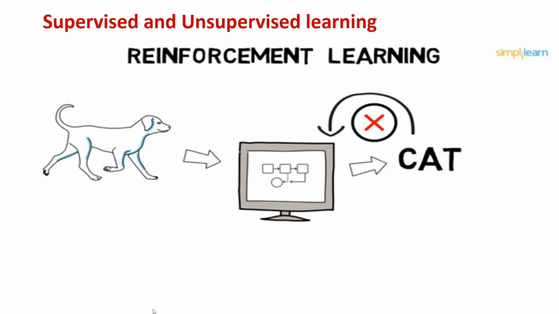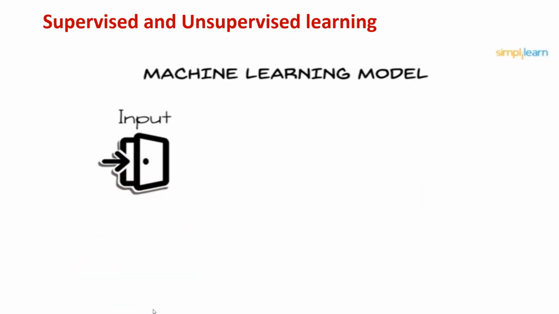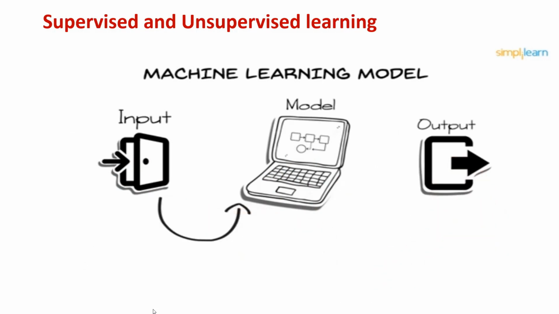So you give negative feedback to the machine saying that it's a dog's image. The machine will learn from the feedback, and finally if it comes across any other image of a dog, it will be able to classify it correctly. That is reinforcement learning. To generalize a machine learning model, let's see a flowchart. Input is given to a machine learning model, which then gives the output according to the algorithm applied. If it's right, we take the output as our final result.